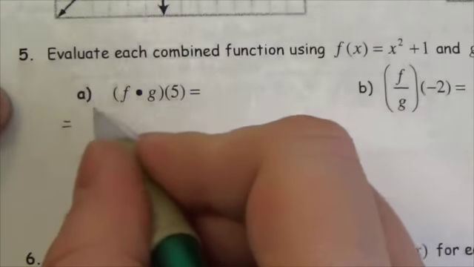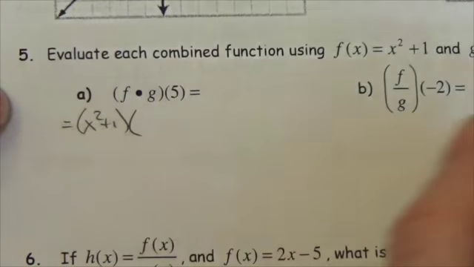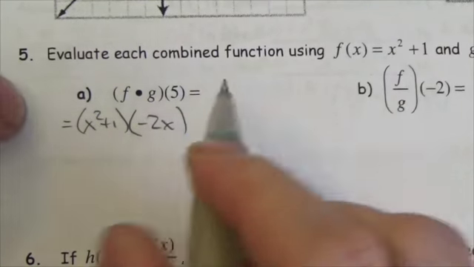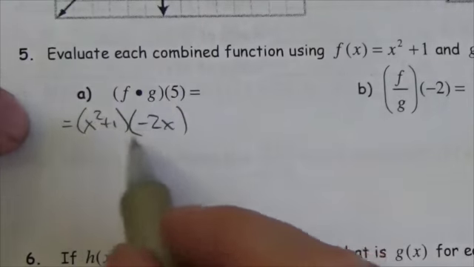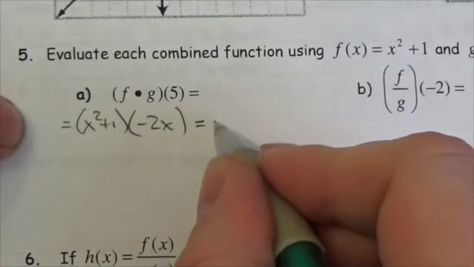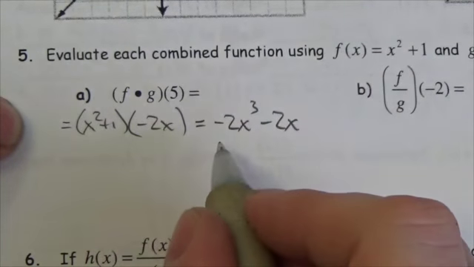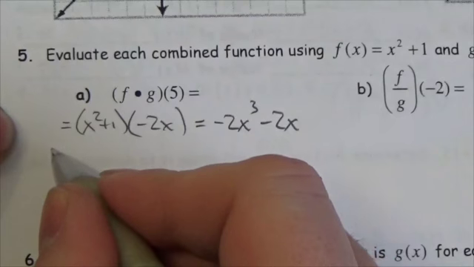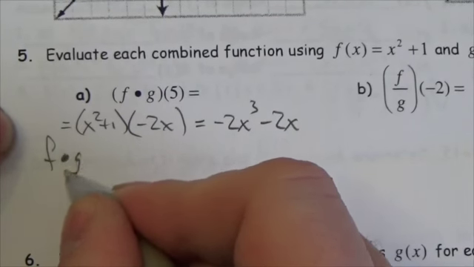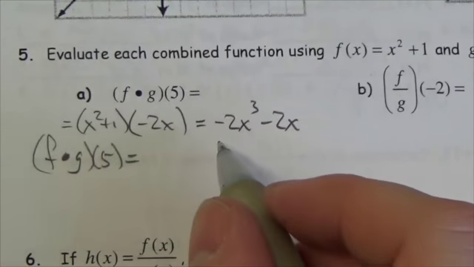First of all, notice that f of x is going to be x squared plus 1, and g of x is going to be negative 2x. So remember, that dot there means the product between those two. So now we're going to distribute that negative 2x through. So we're going to get negative 2x cubed minus 2x. Okay? And now if I evaluate this at 5, what do we got here?